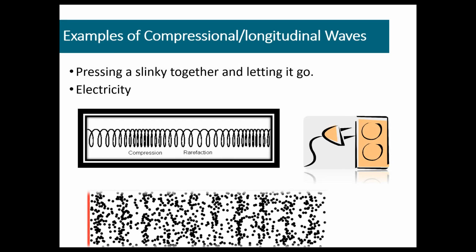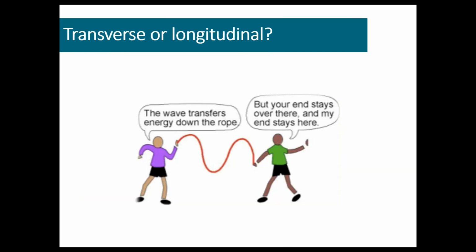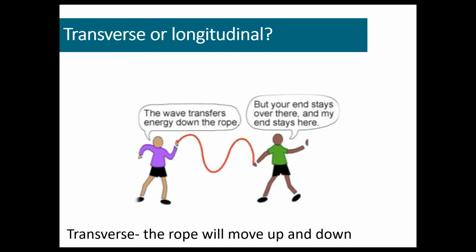Electricity is another example of compressional or longitudinal waves. All right, so take a look at this picture. Would you say this is a transverse or a compressional wave? So we can see the wave is moving up and down, the energy is moving up and down, and hopefully you said this is a transverse wave.